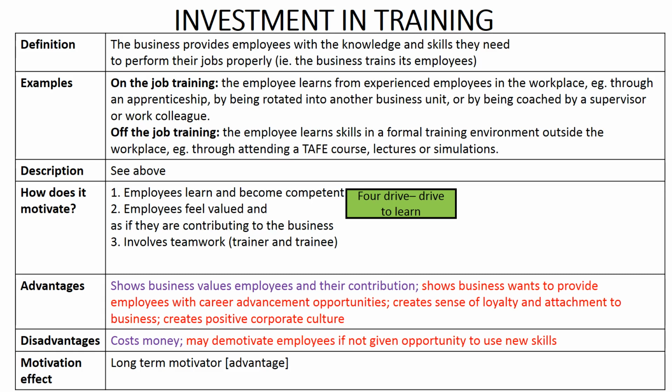Second, the fact that the business is prepared to invest money in training its employees makes those employees feel valued. And giving employees the knowledge and skills that they need to do their jobs properly makes them feel as if they are contributing to the business. According to Maslow's hierarchy of needs, this will motivate employees by satisfying their self-esteem needs. Employees will be motivated because the willingness of the business to invest in training the employee recognizes the contribution that the employee makes to the business.